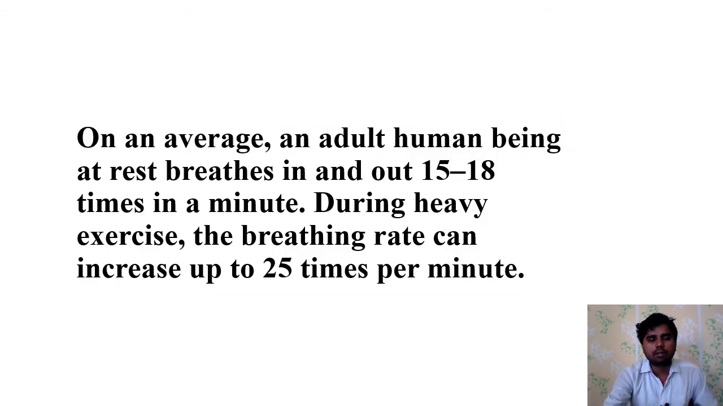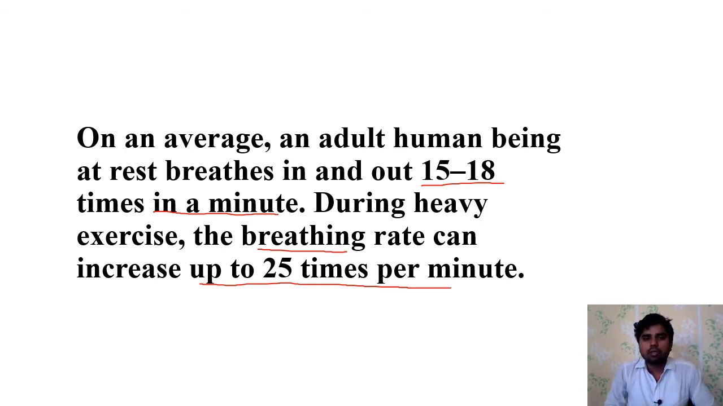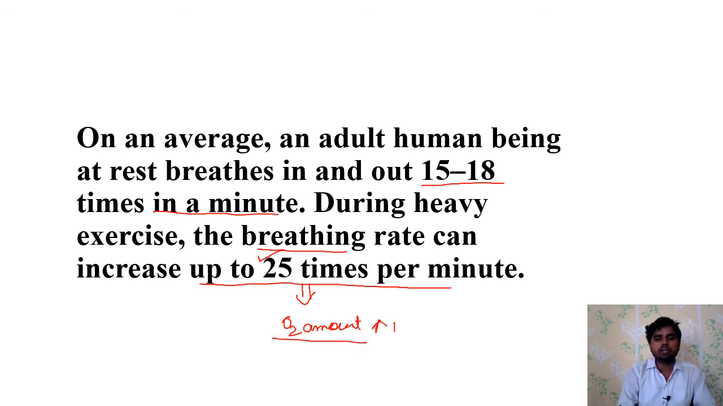So moving to the next part. On an average, an adult human being at rest breathes in and breathes out 15 to 18 times in a minute. During heavy exercise, the breathing rate can increase up to 25 times per minute. Okay, students? So from here we come to know that when we are doing more exercise, our breathing rate increases to 25 times per minute. That means we are now getting more oxygen. Oxygen amount is increased over here. So if the oxygen amount is increased, then we will get more ATP for the cells.